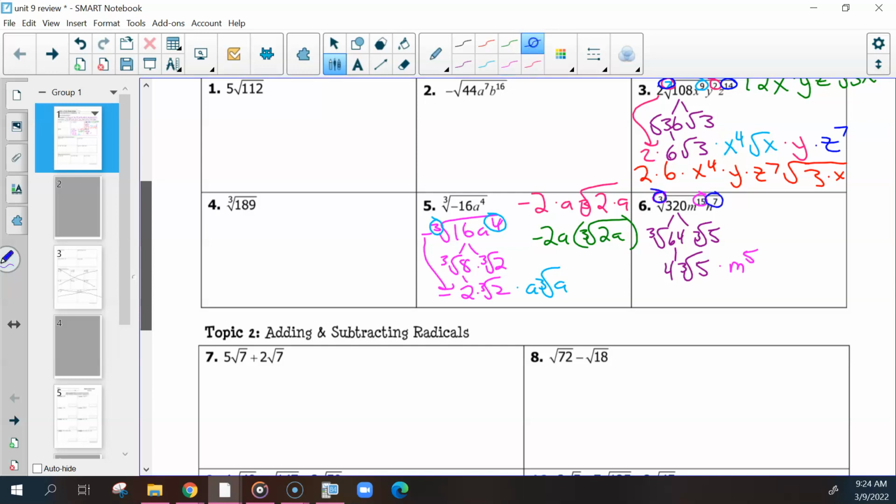3 goes into 7 how many times? 2, with 1 left over. So on the outside, we would have 4 times n to the 5th times n squared. On the inside, we have the cube root of 5 and n. Really, we just need to simplify that or leave it as is, either or. I like it with less dots, me personally, writing it out, but if you left it like that, that's fine.